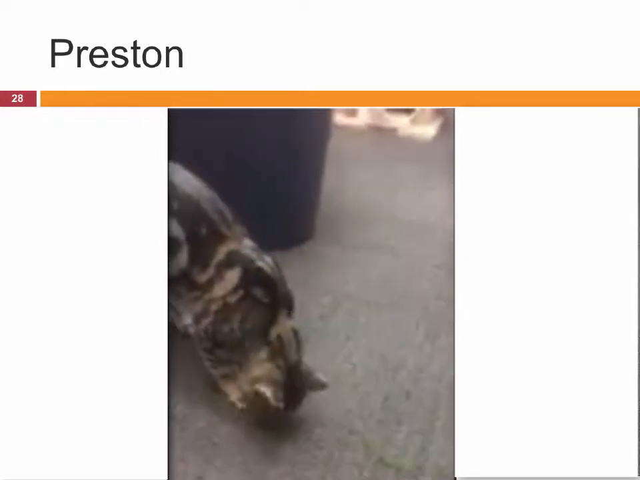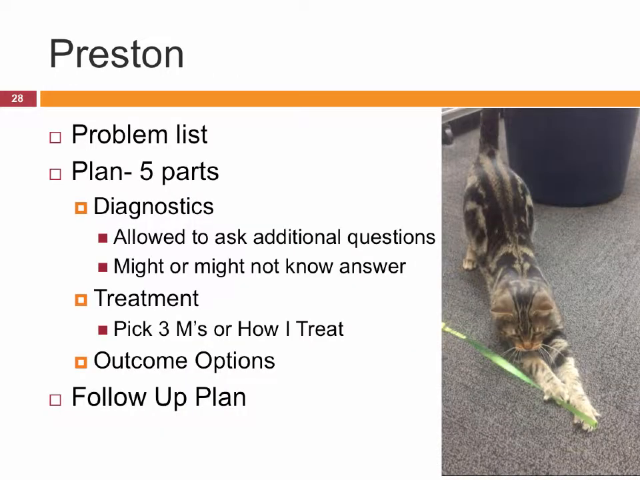So, what I'd like to do, and this is where you guys get to play along with me, is we're going to make a problem list for Preston, and we're going to start putting together a plan for him, and that's going to include the 5 parts. So the diagnostics, what other information do you need? You can ask me more questions. I might or might not know the answer to them, and then we're going to talk about treatment. So you get to pick the 3 M's or the 5 steps of how I treat for Preston.